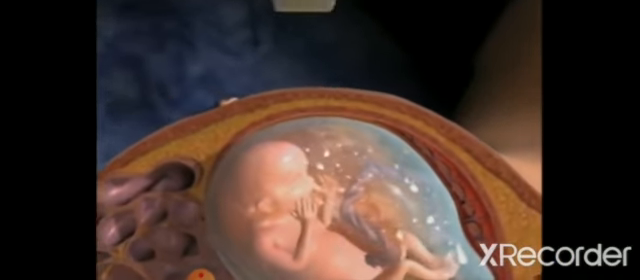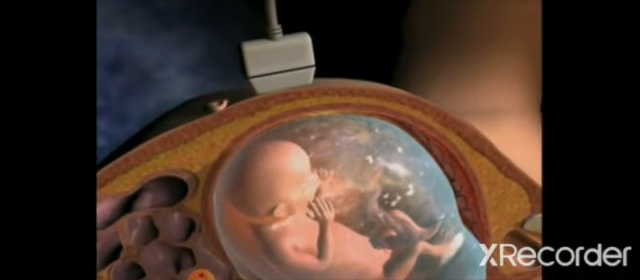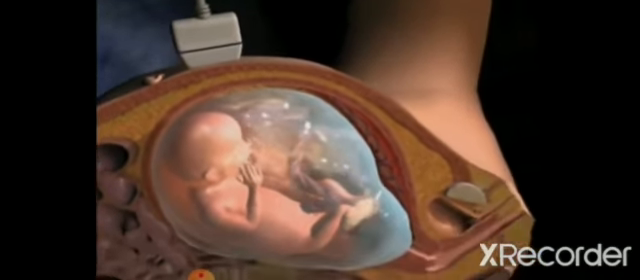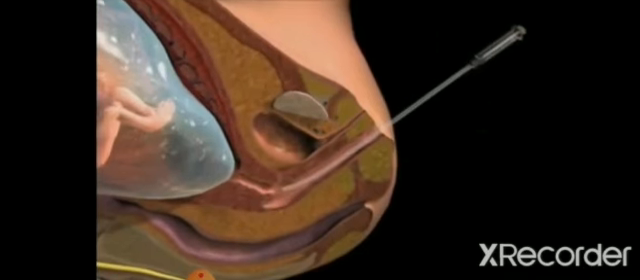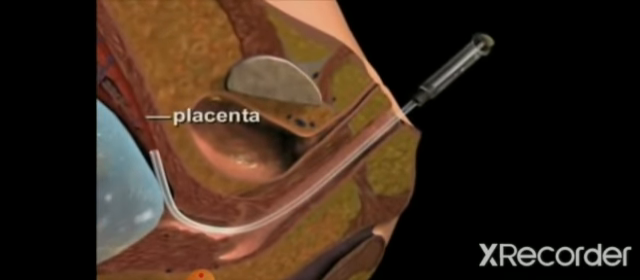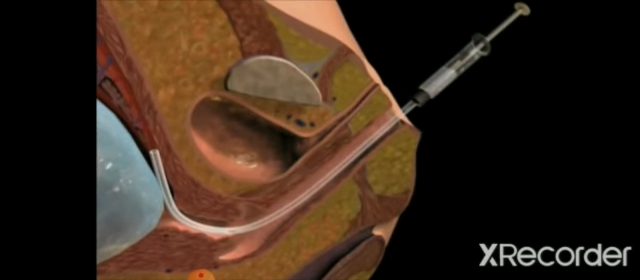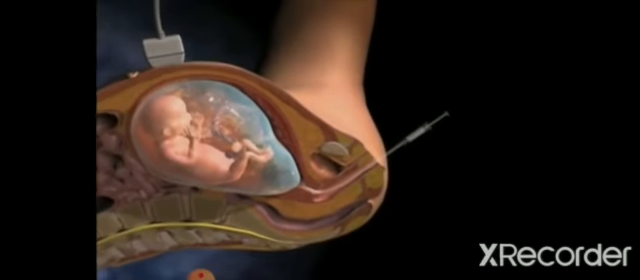Then the other method is that they won't disturb that. They will be using the ultrasonic sound, and the chorionic villus will be extracted using a catheter along the vagina. It will reach the cervix, and it will collect the tissue from there for testing.